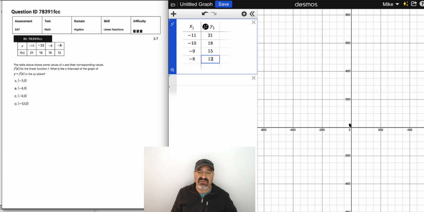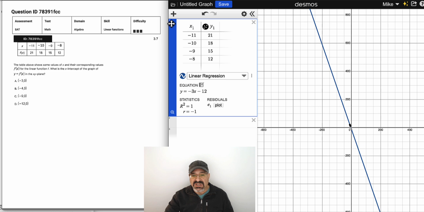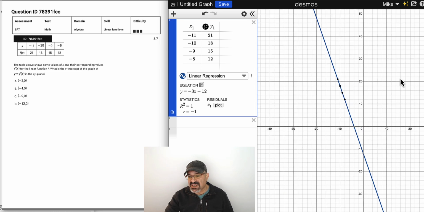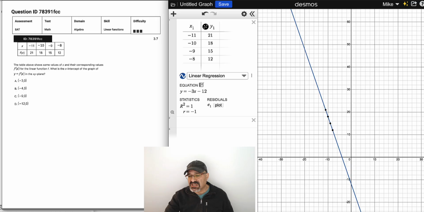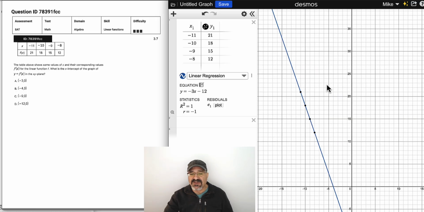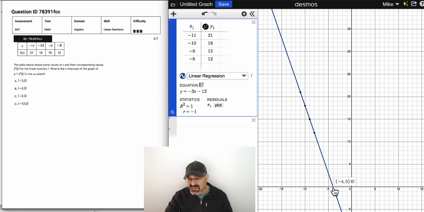Now, as soon as we have enough values, Desmos offers us the option of adding a regression right here. Boom. So we put in a regression, and if we zoom in, we can't really see the points, but you can see this matches these points precisely. So there is our line that we need. And the question says, what is the x-intercept? When we're finding the x-intercept, we know that y has to be equal to 0. So the x-intercept is going to be here, -4, 0.